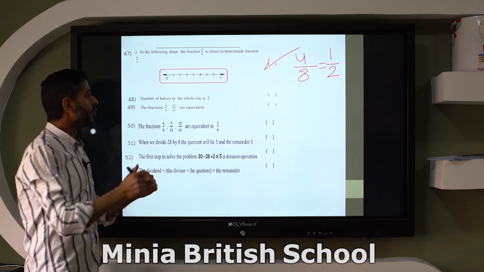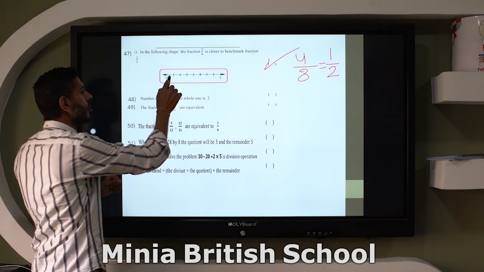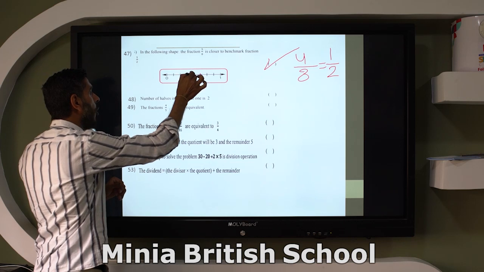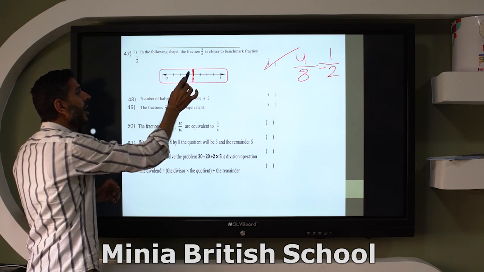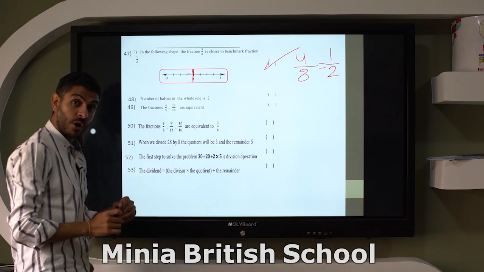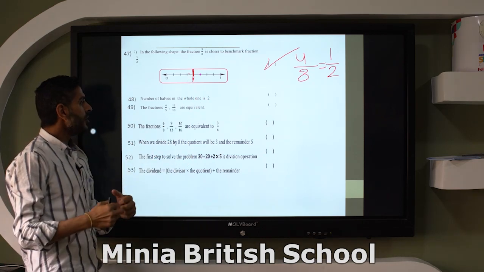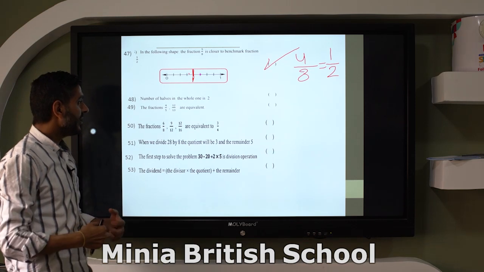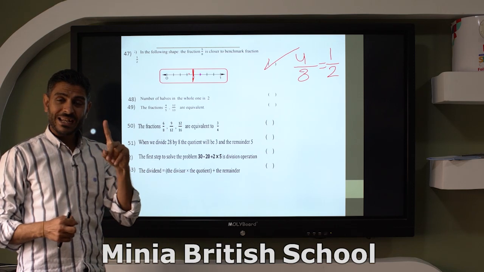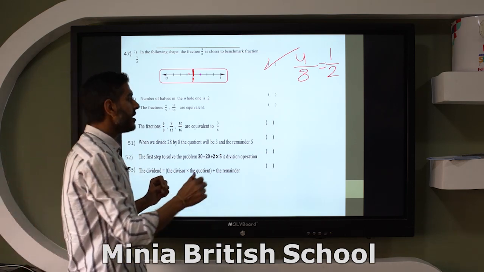Yes. Let's see this one. Here 1 over 8, 2 over 8, 3 over 8, 4 over 8, it's half, 5 over 8. So 5 over 8 is close to half, right. The number of halves in the whole one is 2, right. 1 equals 2 halves, so it's right.